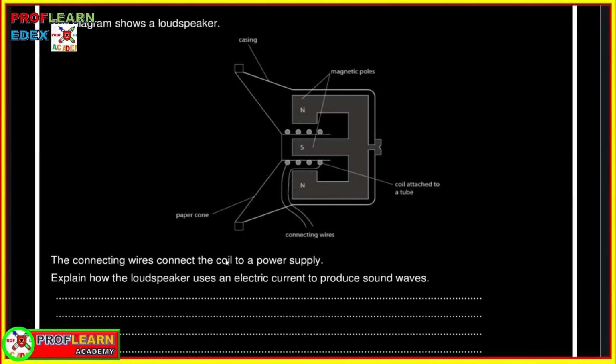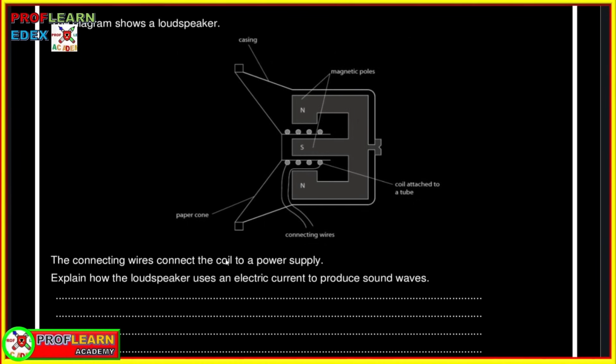Another concept that is very common, and commonly tested, is the working of a loudspeaker. How does a loudspeaker work? Remember, the loudspeaker works on the concept of an electromagnet, and electromagnetic induction is involved. When AC current flows through the coil, magnetic fields are created, and the magnetic fields that are created are changing in size and direction.